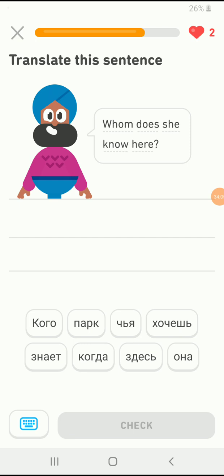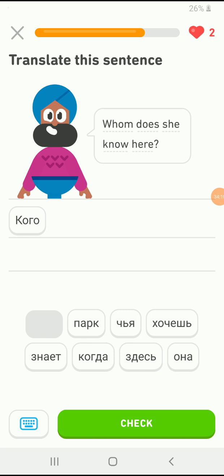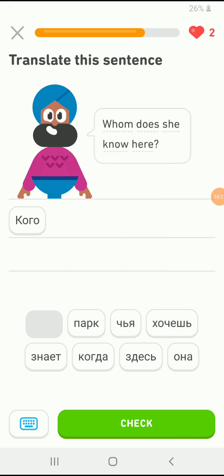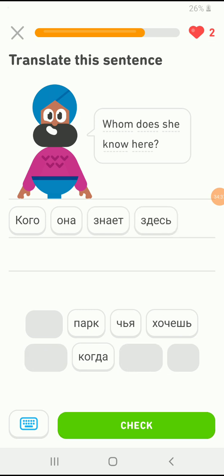Whom does she know here? So, кого? It's not кто. Кого. Whom does she know here? Кого она знает здесь? Анна знает здесь.